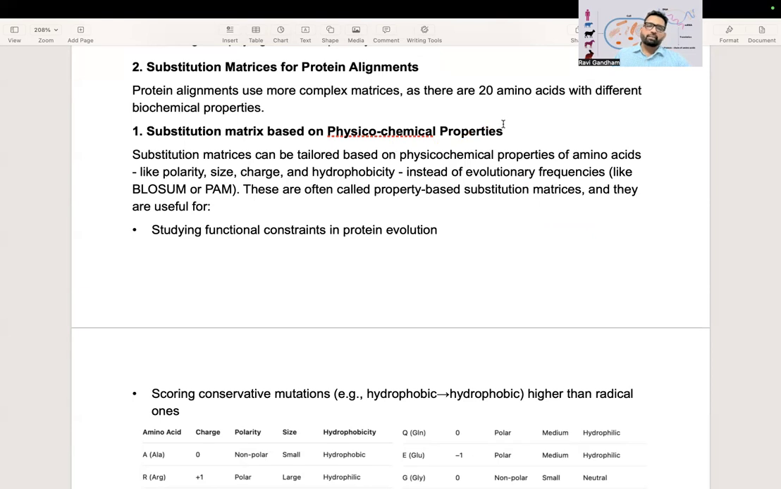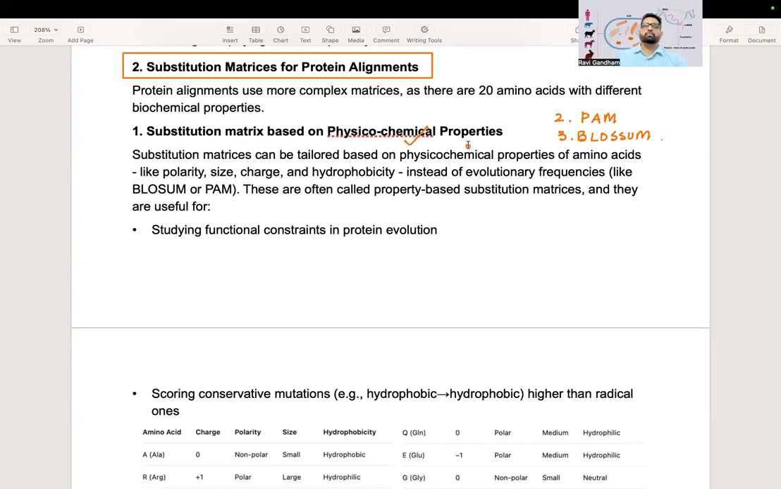Hello everyone. Today we're going to talk about substitution matrices for protein alignments. The first among these is the substitution matrix based on physicochemical properties. The second one is PAM, point accepted mutation matrix. The third one is block substitution matrix, that is nothing but BLOSUM. In this lecture, we are going to talk in detail about all these three kinds of matrices.